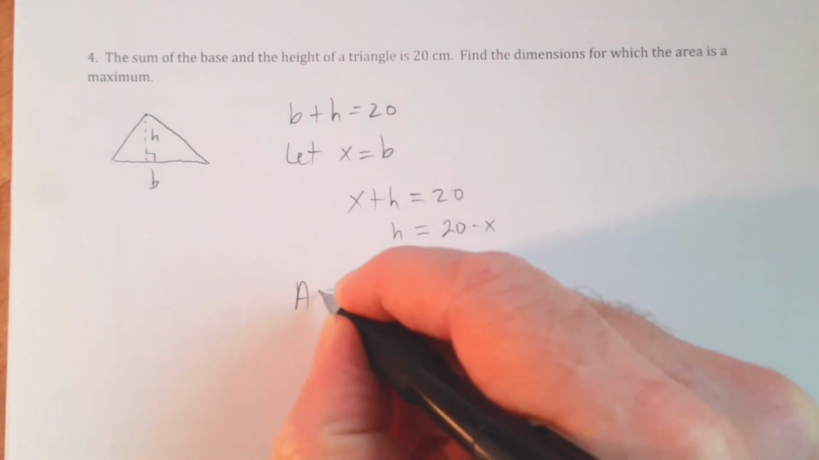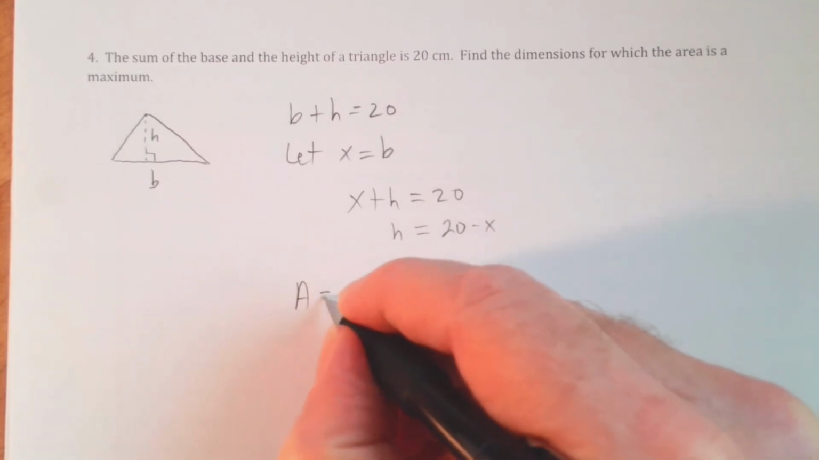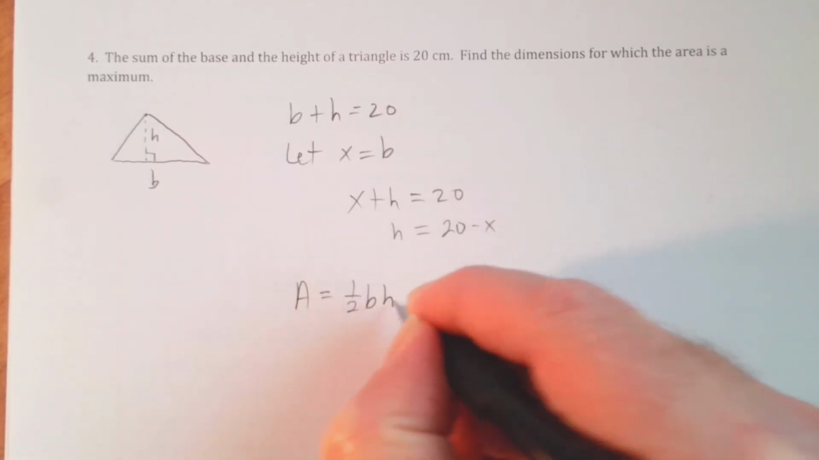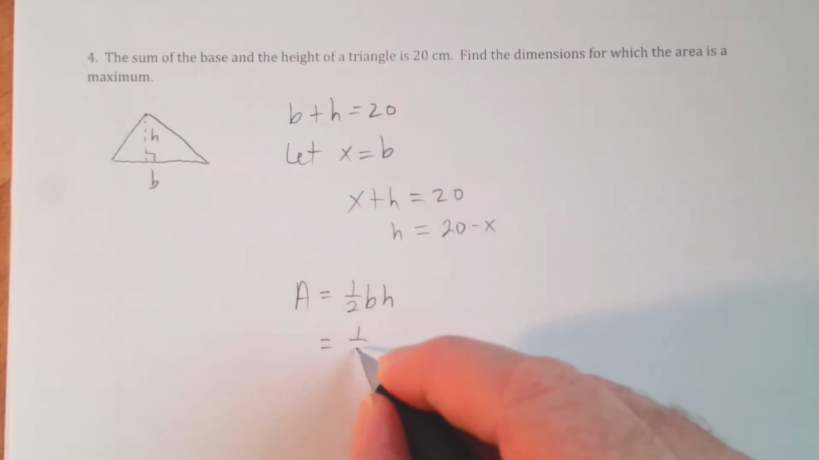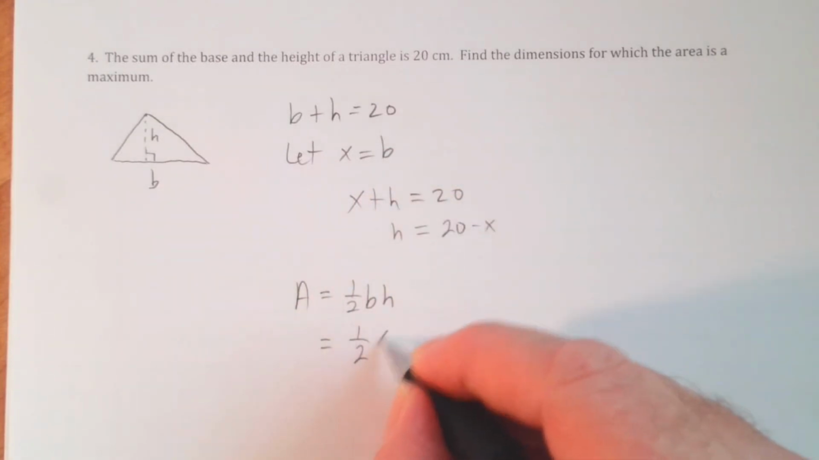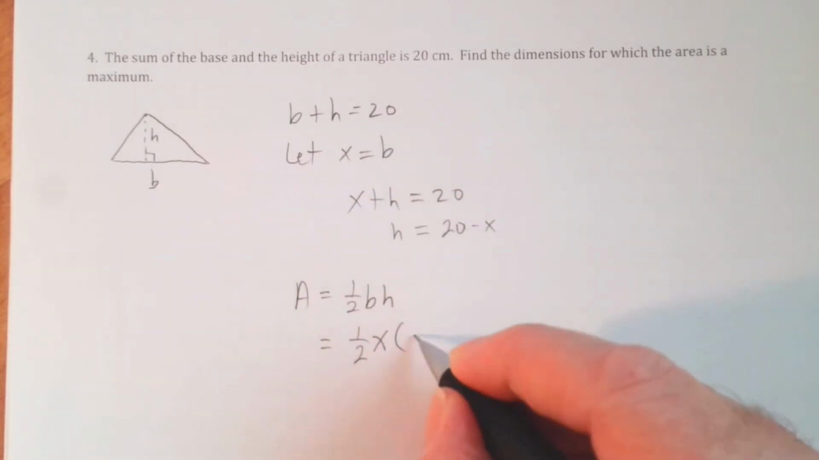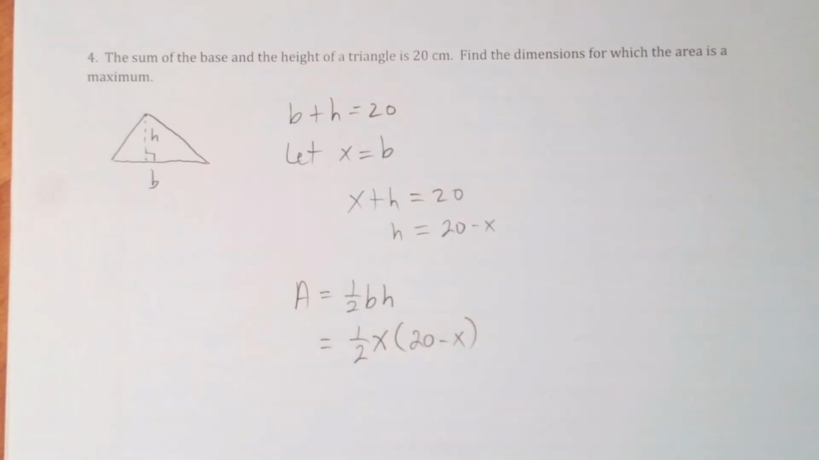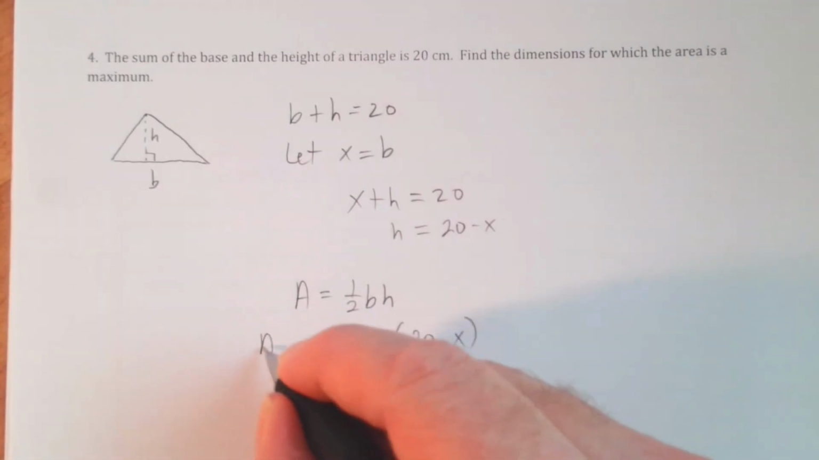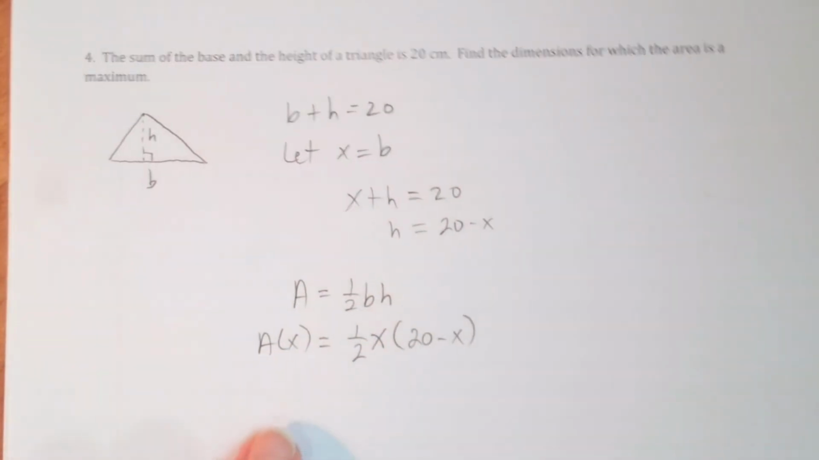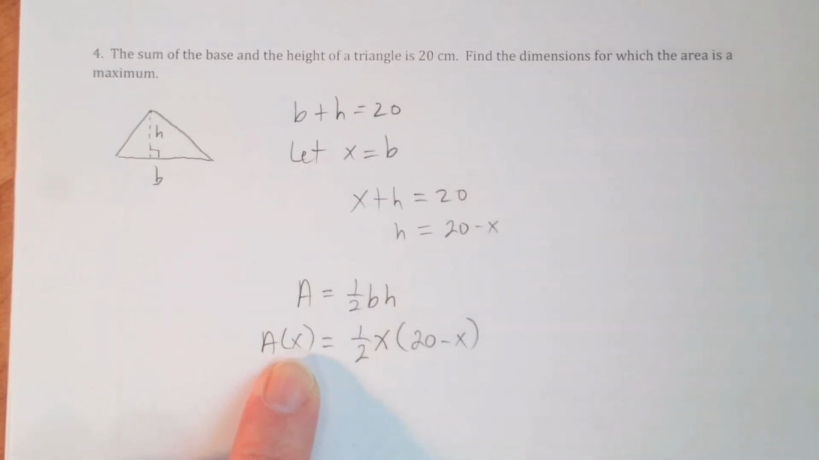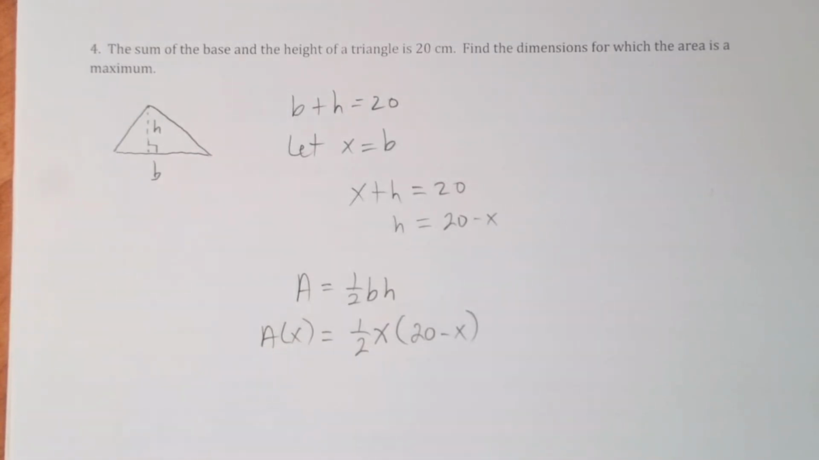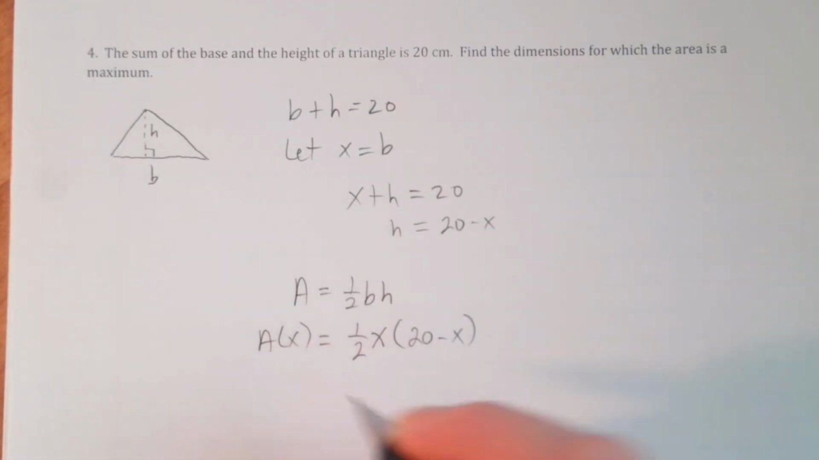The area of a triangle is 1/2 the base times the height. So in this problem, we said the base is x, and the height is 20 minus x. And I'm going to go ahead and use function notation here. So A stands for area. A of x is still area, but it just emphasizes the fact that the area is dependent on what x is. Alright, so let's go ahead and multiply this out.